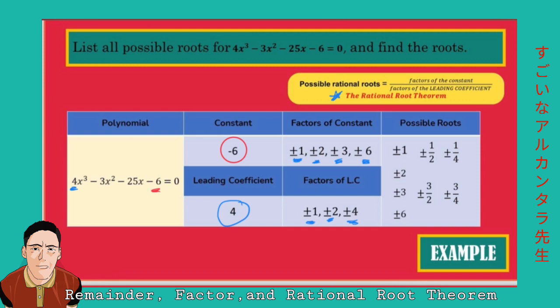So for example, we can have 1 divided by 1, which is 1. 1 divided by 2, which is 1/2. 1 divided by 4, which is 1/4. 2 divided by 1 is 2. 2 divided by 2 is 1 again, so no need to write it again. 2 divided by 4 is 1/2 again. No need to write it again. Next, 3 divided by 1 is 3. 3 divided by 2 is 3/2. 3 divided by 4 is 3/4. And lastly, 6 divided by 1 is 6, 6 divided by 2 is 3, and 6 divided by 4 is 3/2.